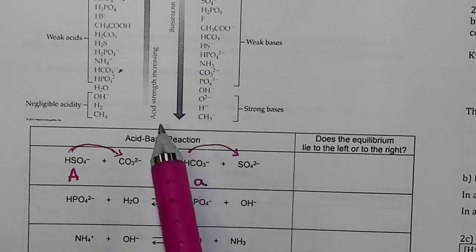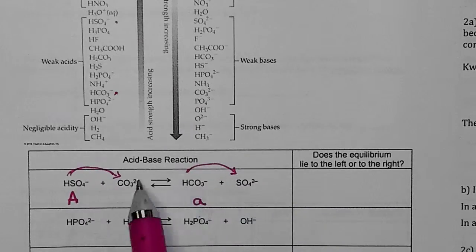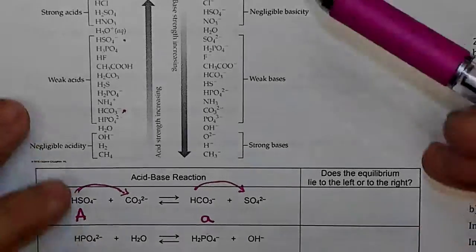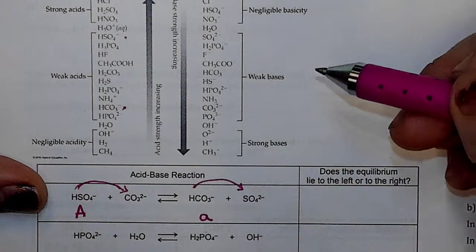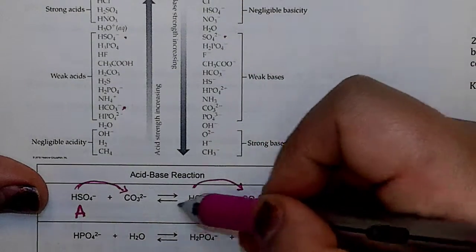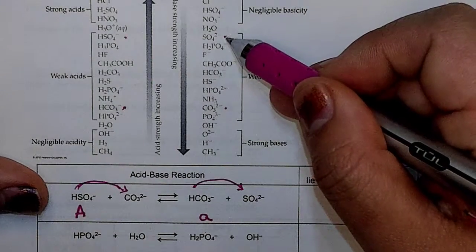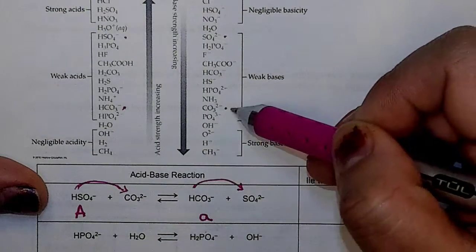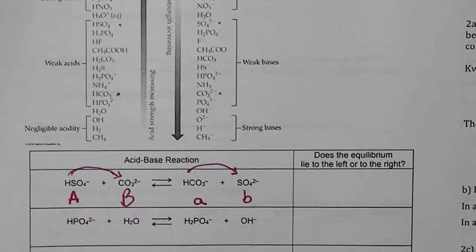And then you're going to look at your tables for the bases. So you're going to look between these two. Who is the weaker base? So you're going to compare on this side for the base. SO4 right there, that's SO4, and then CO3 right there. So SO4 is a weaker base. Bases kind of go this way, so this is a stronger base and this is a weaker base. See how it goes?